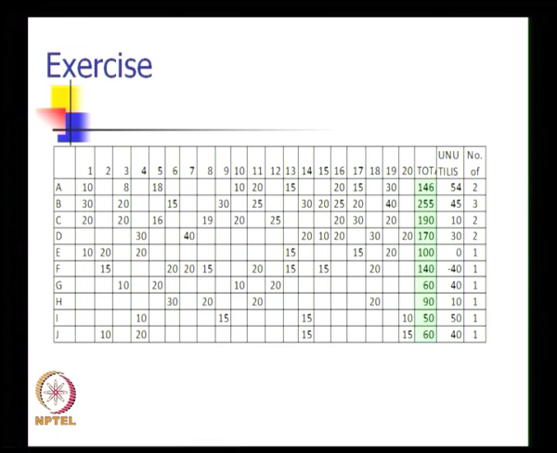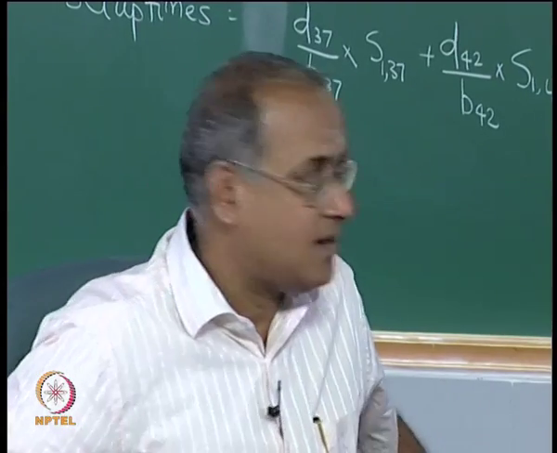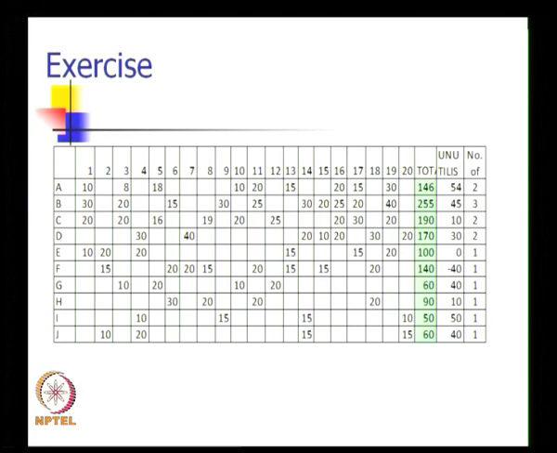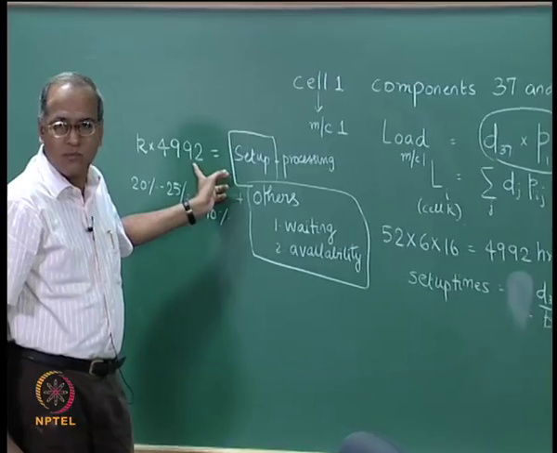So, the incidence data represents the equivalent machine loads required by this component on that machine. For example, the data that we have here is actually this value that we said. What we have is the equivalent of D37 into P137 divided by K into 4992.